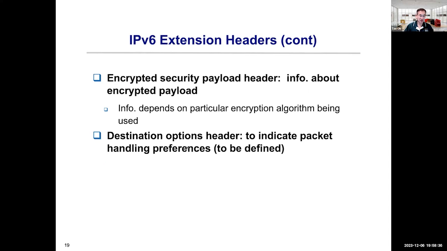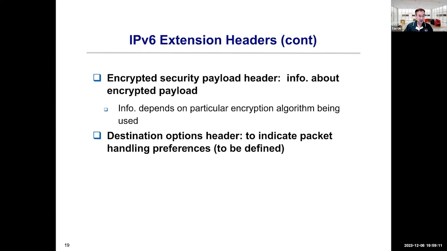The encrypted security payload header is information about the encrypted payload. The information depends on the particular encryption algorithm being used. If it's a heavy encryption, it tends to be a longer header. It's much more dynamic. The destination options header indicates the packet handling preference. It needs to be defined, and it needs to be pretty strict. You don't want to lose any packet, which is a very high priority.